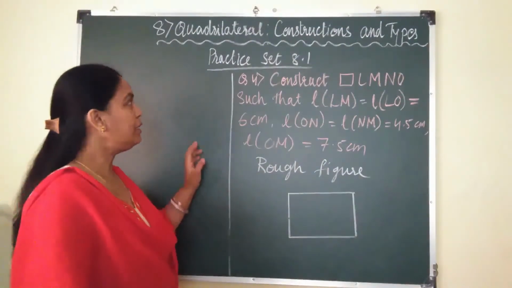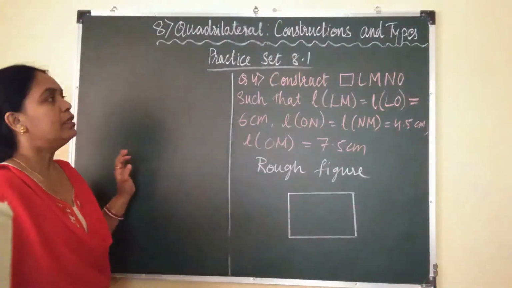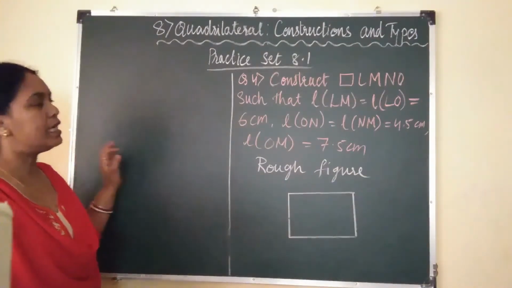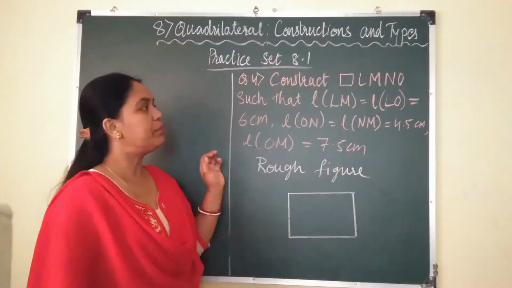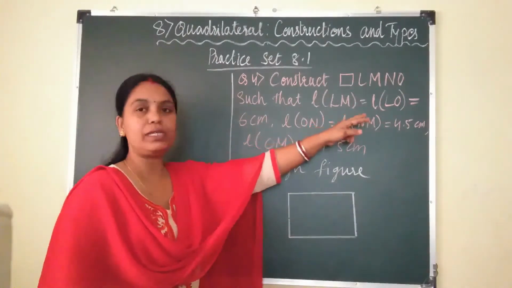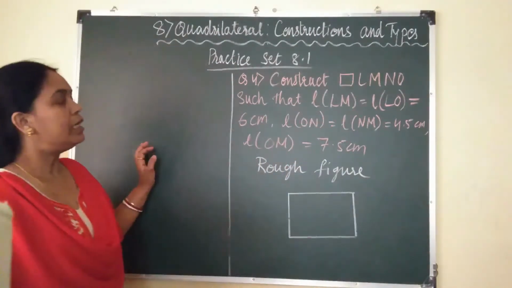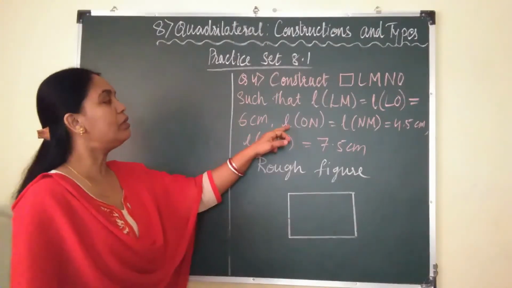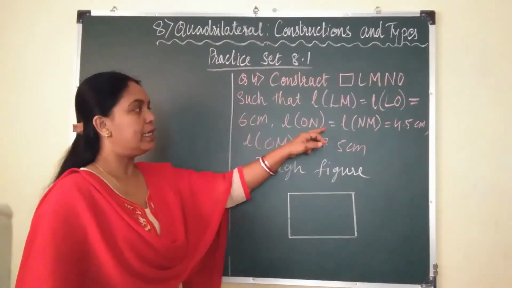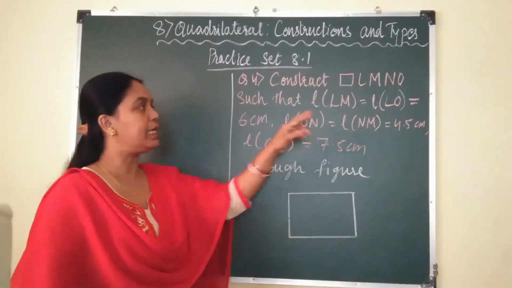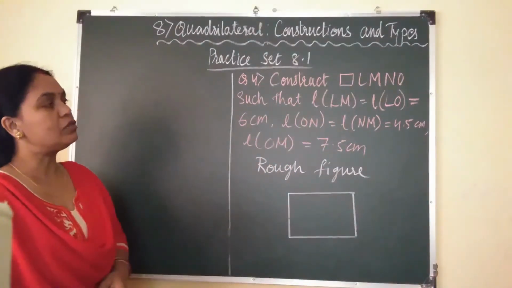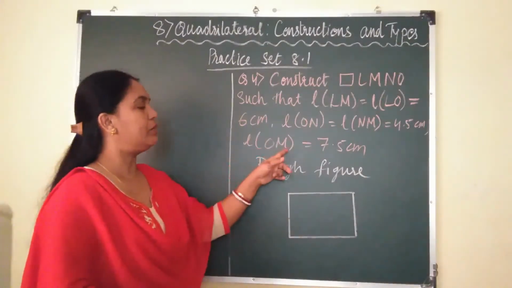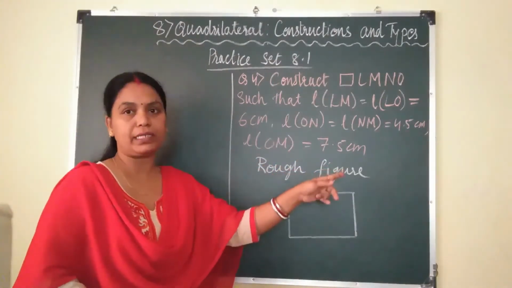Now, we will continue the question number 4. Construct quadrilateral LMNO such that length of segment LM is equal to length of segment LO is equal to 6 centimeters and length of segment ON is equal to length of segment NM is equal to 4.5 centimeters. Then length of segment OM is 7.5 centimeters.